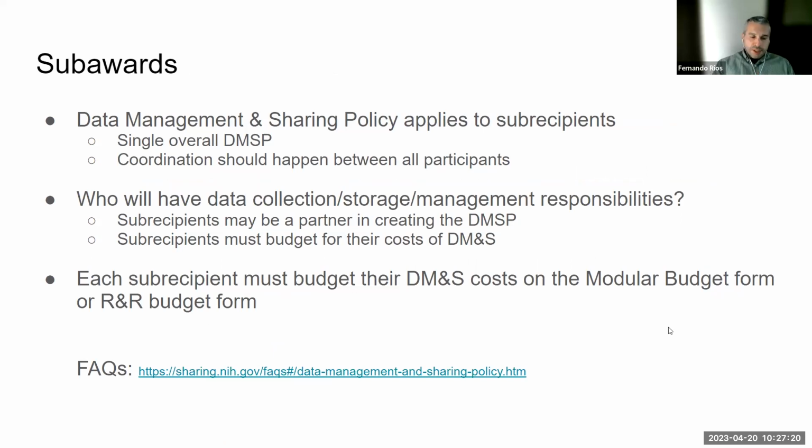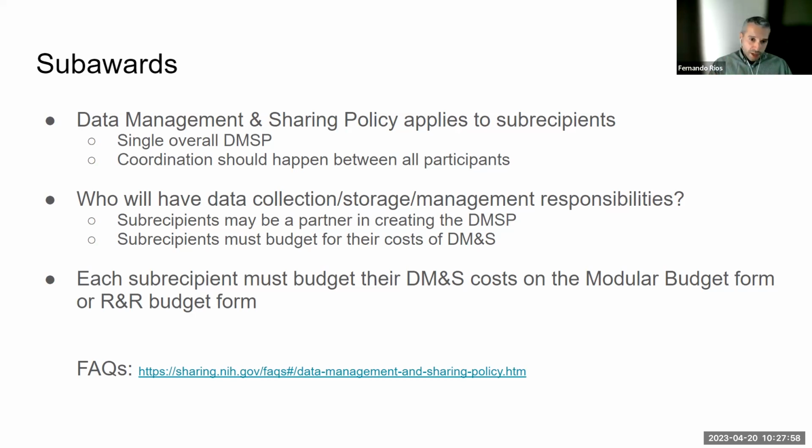So when it comes to subawards, I think this might be one of the trickier aspects, because there are so many ways a grant can have subawards or subcomponents. But when talking about subawards specifically, the DMSP policy does apply to subrecipients. However, there is only going to be one single overall parent data management and sharing plan that applies to all the subrecipients, and then there needs to be some coordination between all participants to make sure that the plan gets executed and that all aspects are addressed.